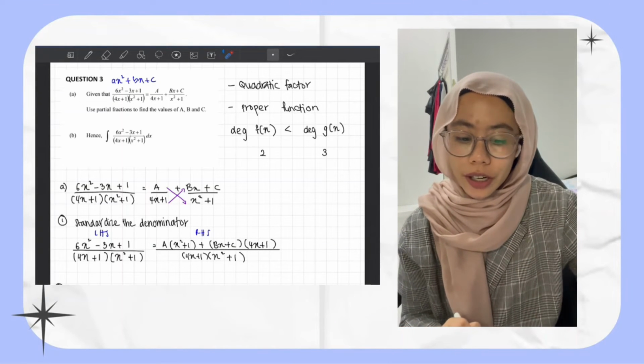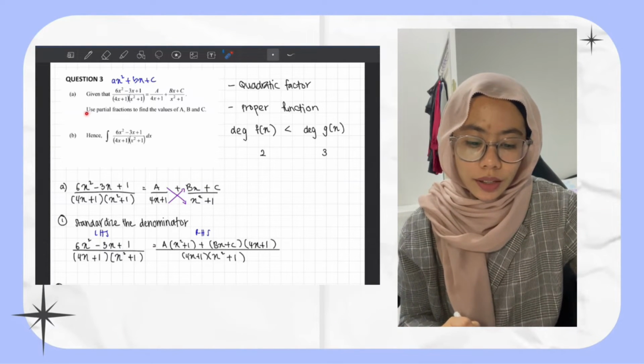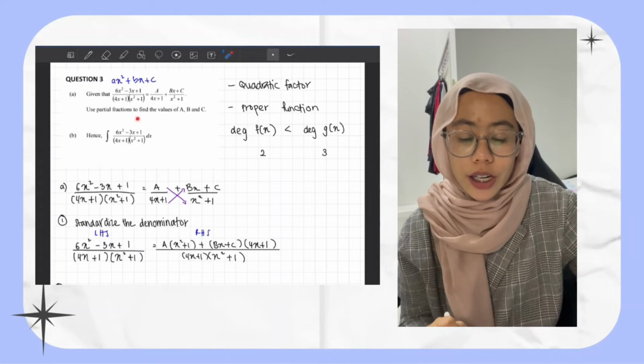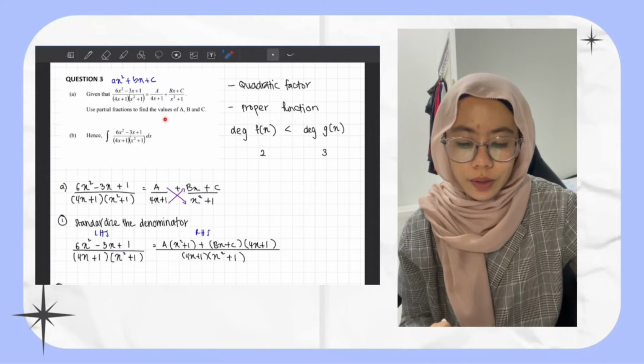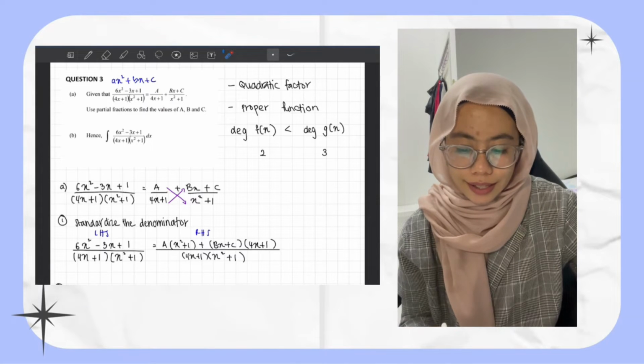For this assessment, I will be explaining the solution for question 3. So let's look at our question here, question 3. Use partial fraction to find the values of A, B, and C.